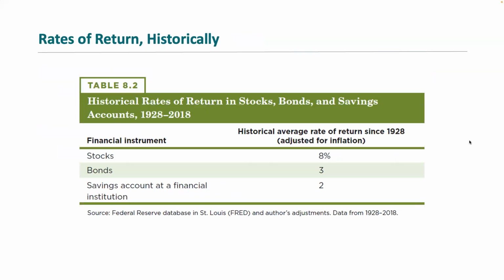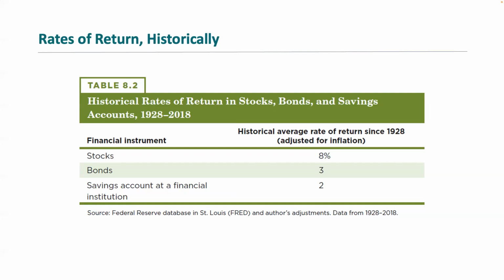This is just an interesting exhibit from your book. It's table 8.2, and it shows the historical rates of return on stocks, bonds, and savings accounts from 1928 to 2018. So you can see that typically stocks have about an 8% return, bonds have about a 3% return, and savings at a financial institution have about 2%. This is useful because it gives us a barometer for those implicit items. So if we hadn't spent our money on investing things into the business, perhaps we could have earned these particular rates outside.